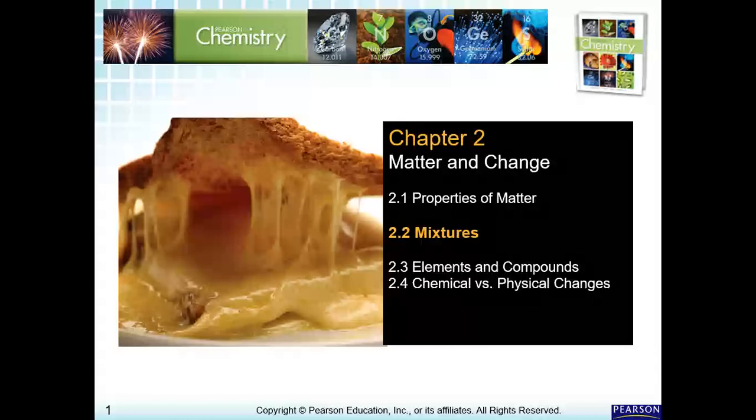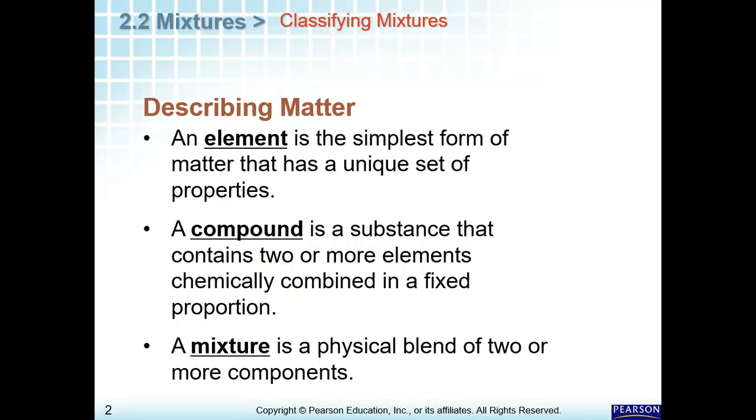Hey class, today we're going to start the last section in chapter 2, which is section 2.2 titled Mixtures. So far we've talked about properties, chemical and physical changes. We got introduced to elements and compounds, and now we're going to introduce ourselves to mixtures.